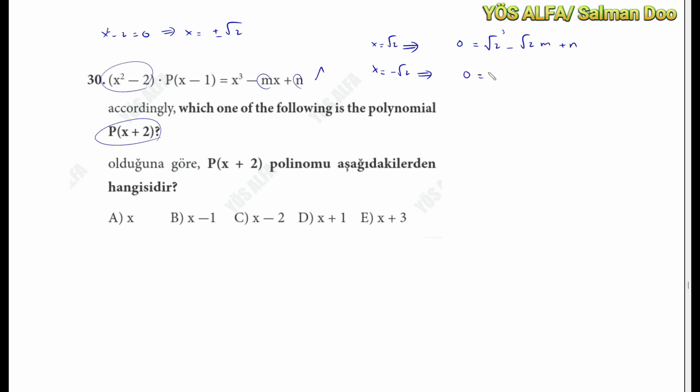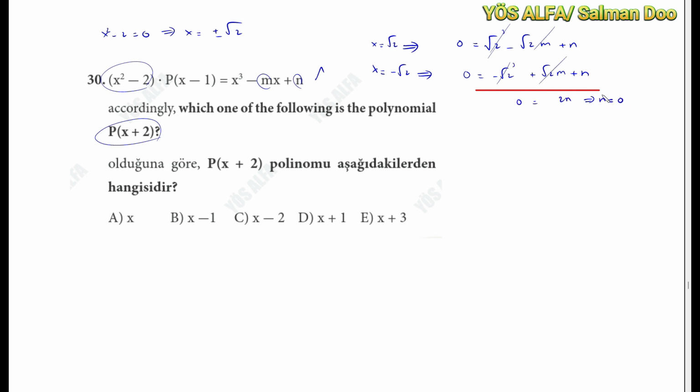We have 0 is equal to minus root 2 cubed minus root 2. Since we are substituting minus, it's going to be plus root 2 m plus n. So now this is two equations, two unknowns problem. Let's sum them up. This and that cancel out each other. So these two cancel out each other too. We have 2n is equal to 0 from here.